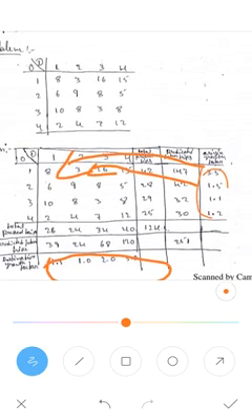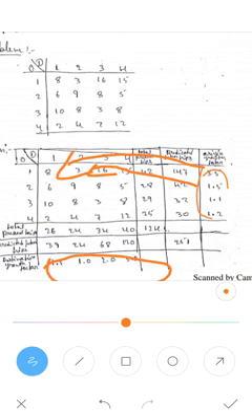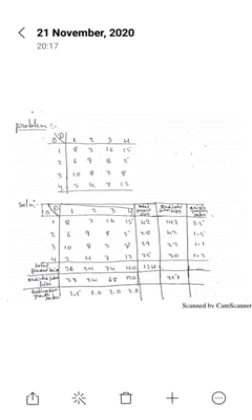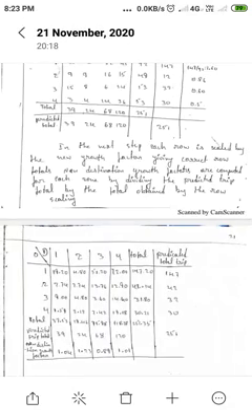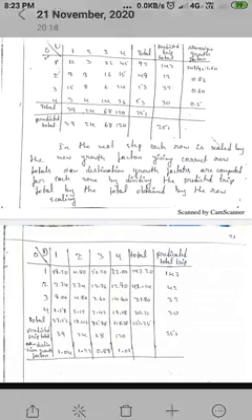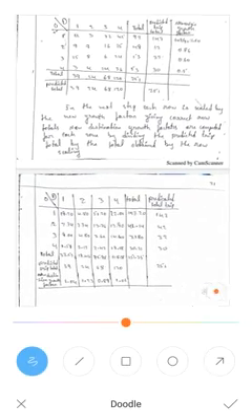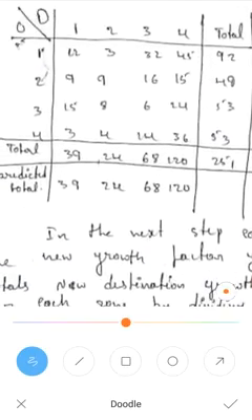Okay, the origin and the destination growth factor, whatever it is there, you have to multiply. After multiplying, whatever values you get, that is what has been written here. That table has been written here.